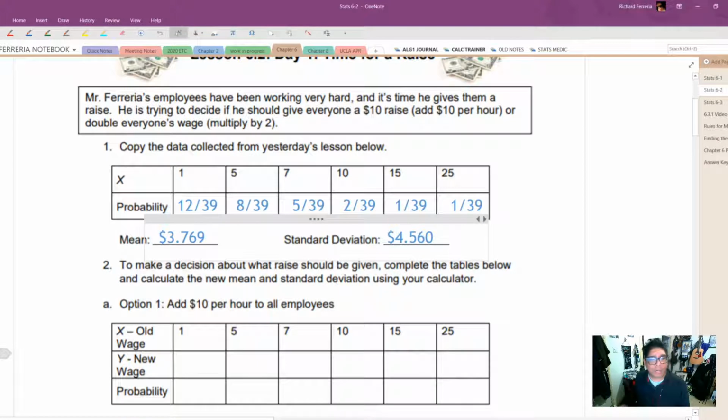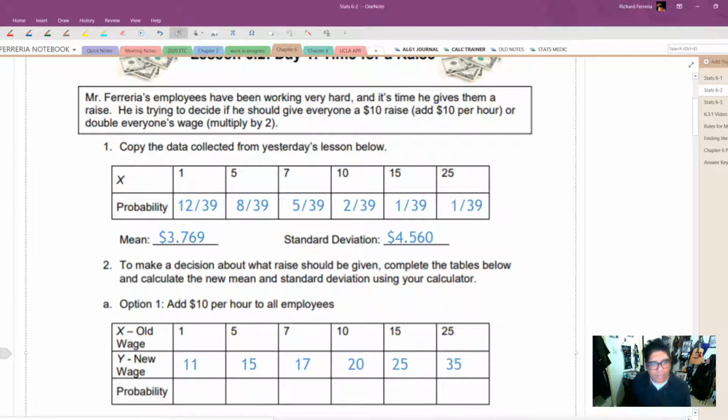Now, to make a decision about what raise should be given, we're going to complete the two tables below and we're going to calculate the new mean and the new standard deviation. So, what happens if we add $10 to everybody's wage? So this new wage over here was $1. We're going to add $10, so that's going to be $11.